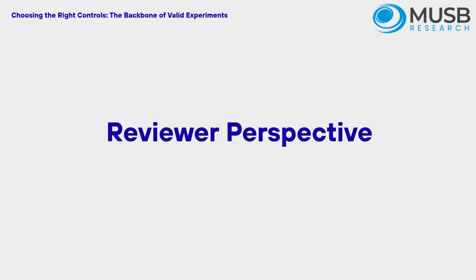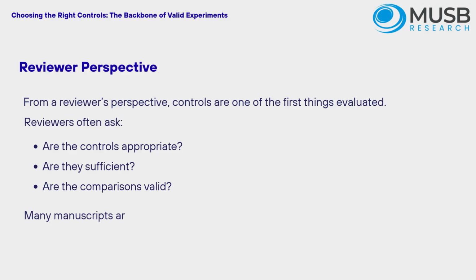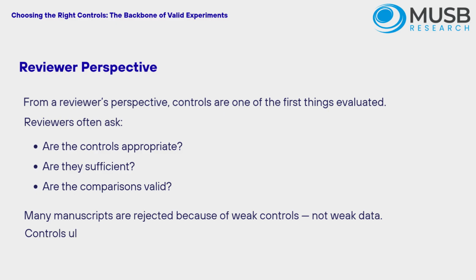Reviewer perspective. From a reviewer's perspective, controls are one of the first things evaluated. Reviewers often ask, are the controls appropriate? Are they sufficient? And are the comparisons valid? Many manuscripts are rejected because of weak controls, not weak data. Controls ultimately determine the credibility of a study.